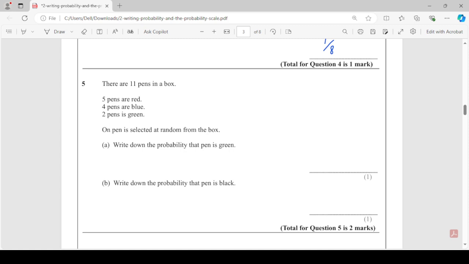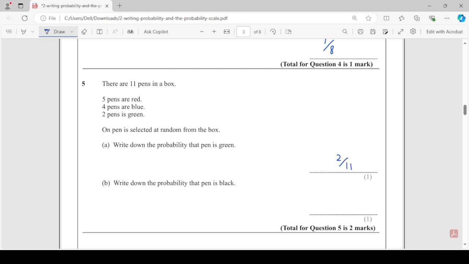Question 5. There are 11 pens in a box. 5 pens are red, 4 pens are blue, 2 pens are green. One pen is selected at random from the box. Write down the probability that the pen is green. There are two pens here that are green, and the total number of pens is 11. So 2 over 11.